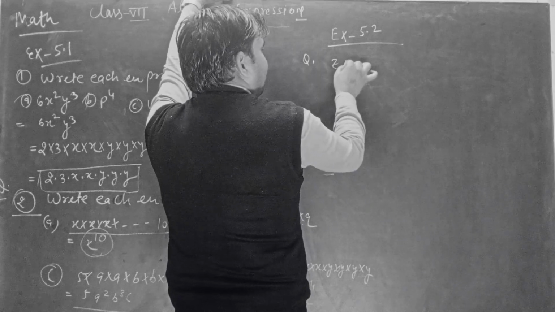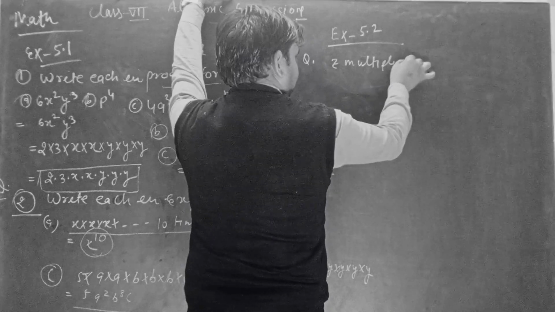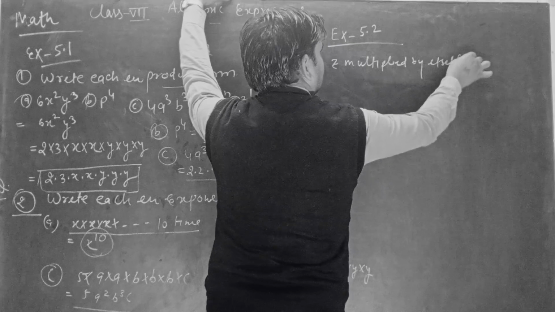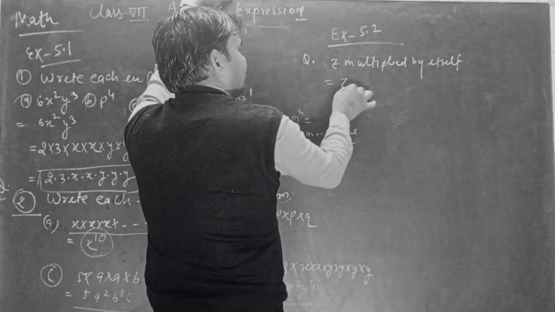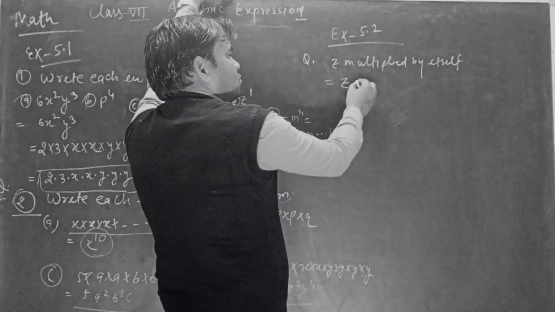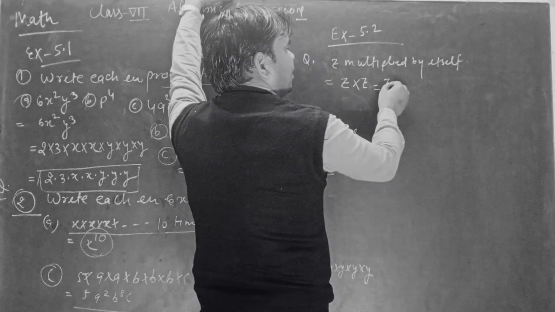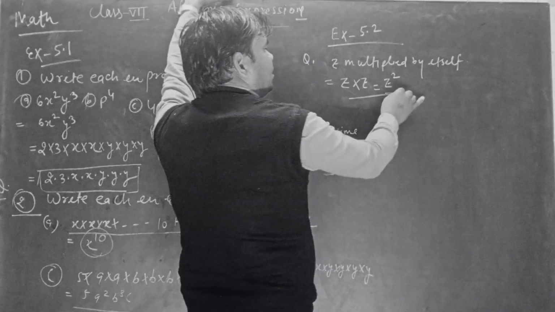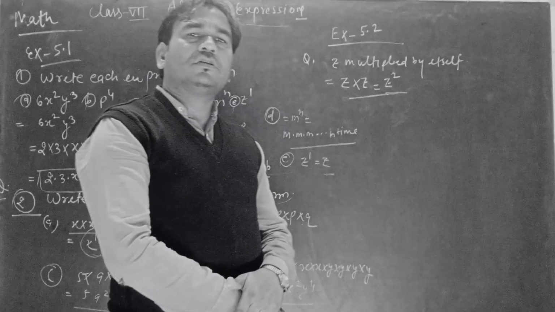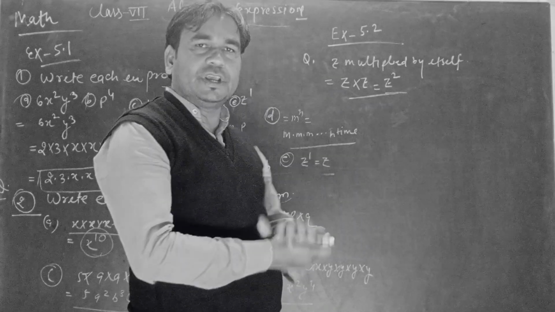Z multiplied by itself. It means to say that this is z, and it is multiplied by itself. So multiplied by z, here you see this is z square. So this is the algebraic expression. And now the same way you can do all 5 parts.